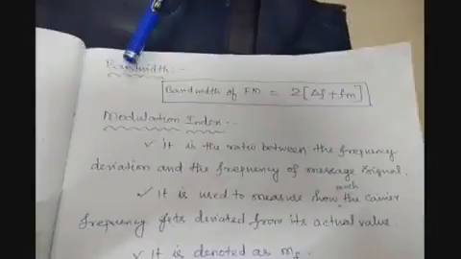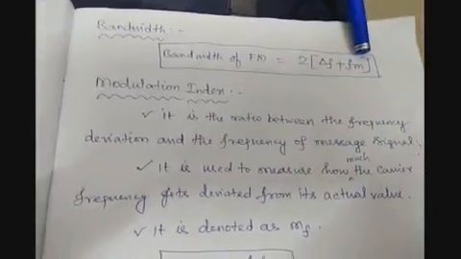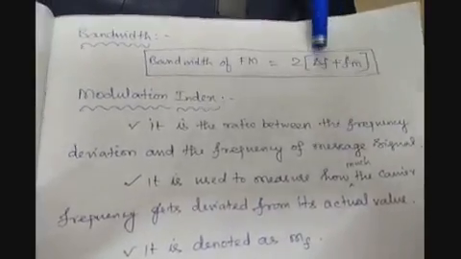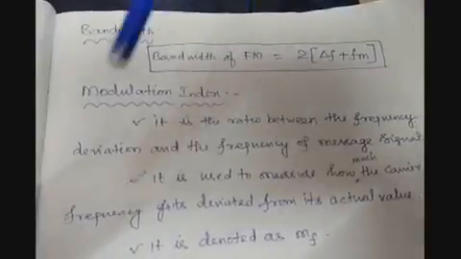Bandwidth of FM equal to 2 into del f plus fm. This is for the ideal case. Generally, if we know the del f value, then we can calculate the bandwidth of FM.